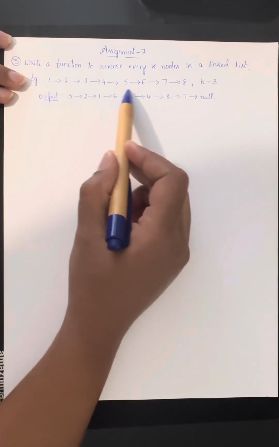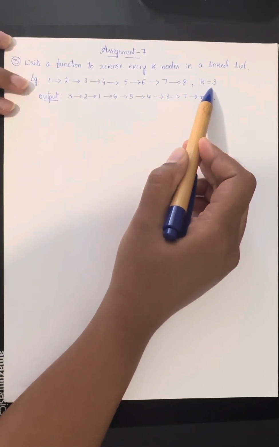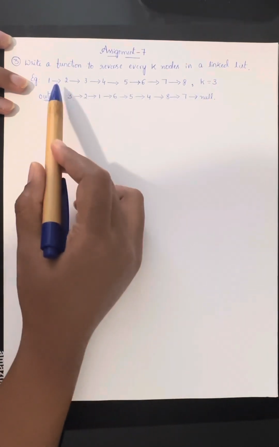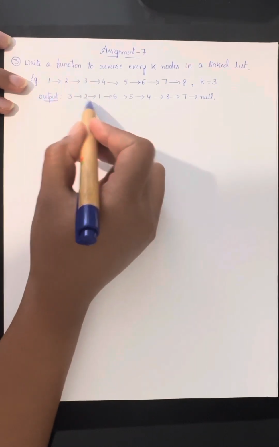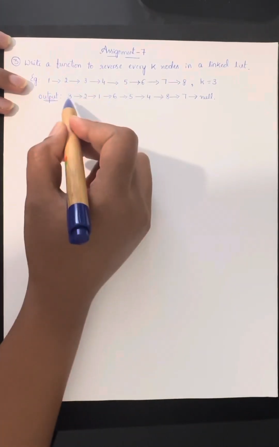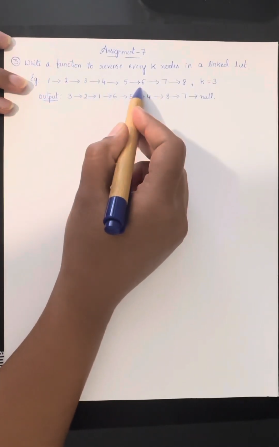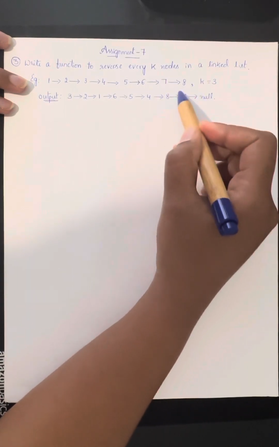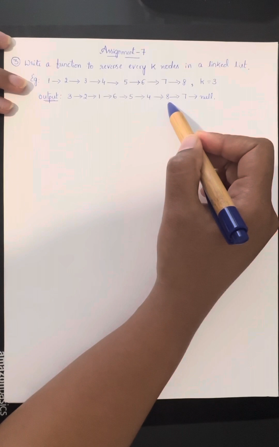We are given a singly linked list and k is given as 3, which means we need to reverse every k nodes. So the first 3 nodes are reversed. 1 to 3 is reversed to 3 to 1, and then the next 3 nodes are reversed, and finally we have only 2 nodes left, which are less than k. They are reversed as well.